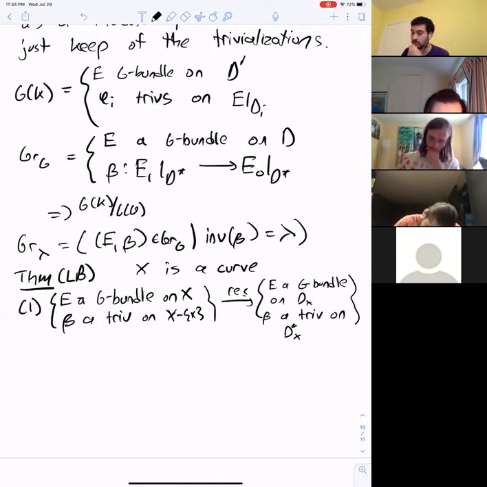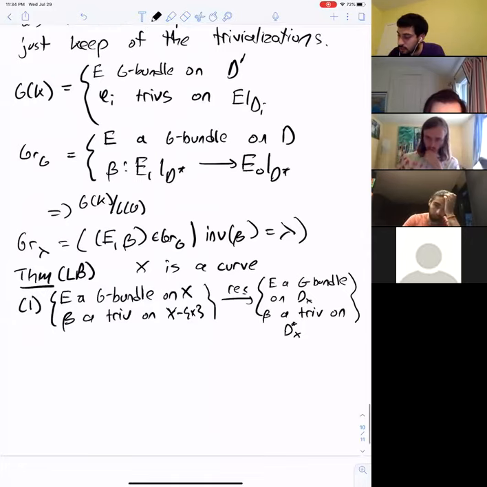So we have this restriction map, and it's literally just given by restricting a G bundle on the whole curve X to a G bundle on a formal disk around a point. And then we had a trivialization on the whole curve except for that point. So now that just becomes a trivialization on the punctured disk around that point. So the Laszlo-Boville theorem states that this is actually an equivalence.